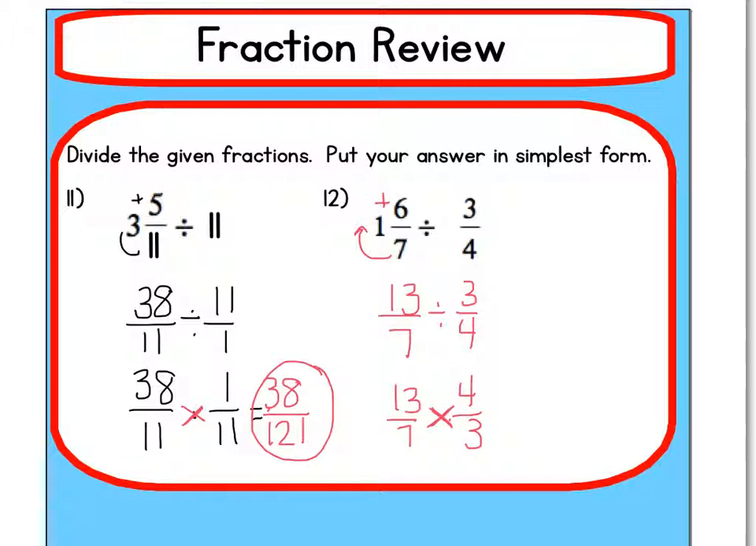So now we have to multiply. Off to the side, I'm going to do 13 times 4. 3 times 4 is 12. 4 times 1 is 4 plus 1 is 5. So we get 52 over 7 times 3 is 21. 21 fits into 52 2 full times, which takes us to 42, and we have 10 leftovers.